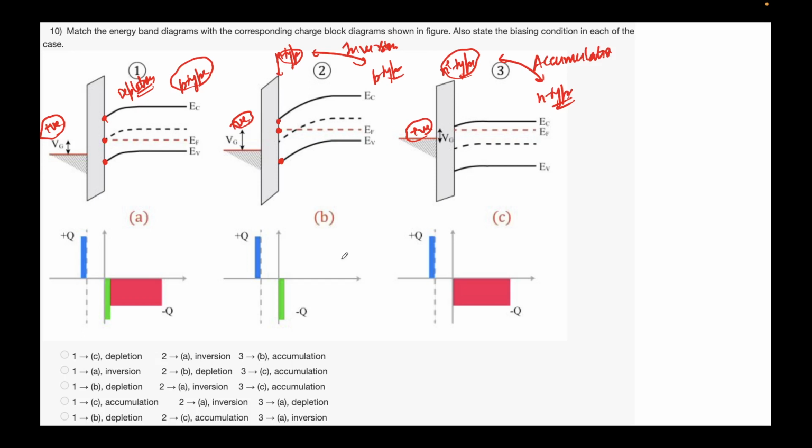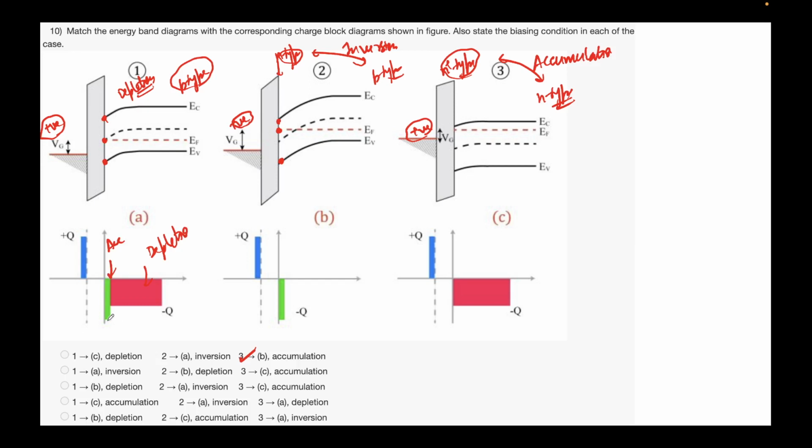And we already said this is accumulation, right? This is how the charge distribution of accumulation looks like. Now let's see option A. So this red block that you see is of depletion charge. This green that you see is of accumulation. When do you have accumulation? For option 2. So 2 will match with A, which is the inversion. This is the inversion charge that you are seeing. Sorry, not accumulation, this is the inversion charge in green.